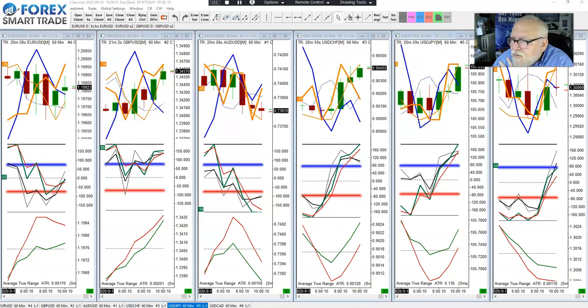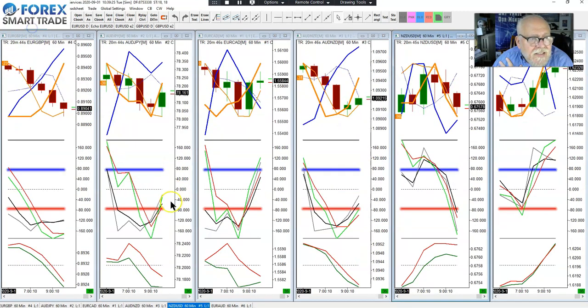Dollar yen, overbought going up. US Canadian dollar in the middle of the channel, so nothing there. So let's look to the next 6 pairs.